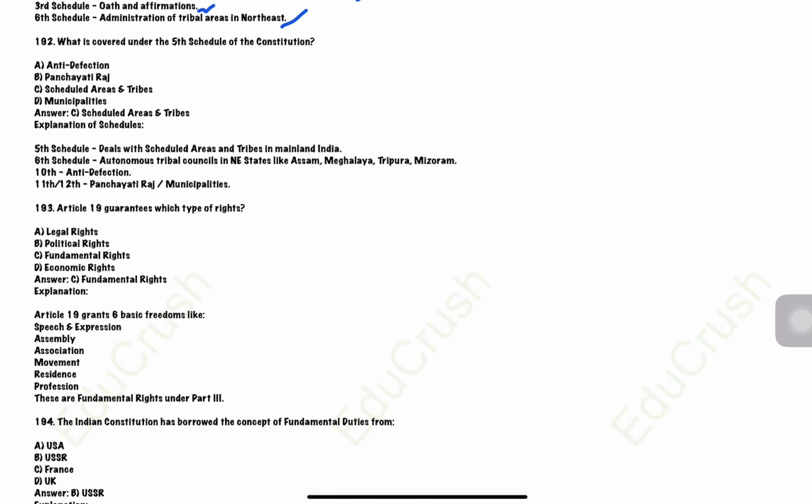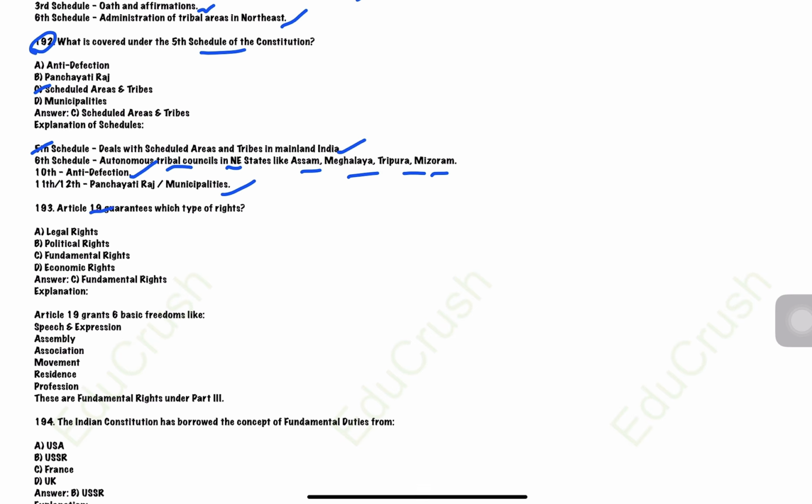Next, 192nd question, what is covered under the 5th schedule of the Constitution? So scheduled areas and tribes. So 5th schedule deals with scheduled areas and tribes in mainland India. Next, the 6th schedule, autonomous tribal councils in northeastern states like Assam, Meghalaya, Tripura, Mizoram. 10th, anti-defection law. 11th and 12th, Panchayati Raj and municipalities.